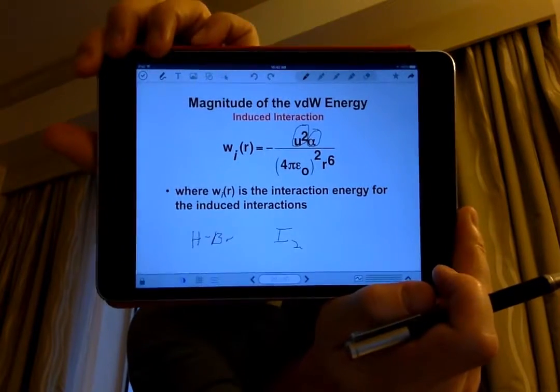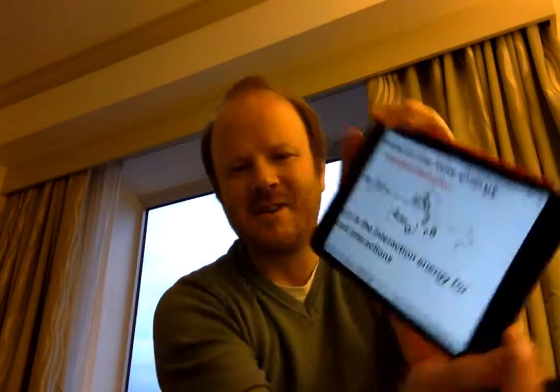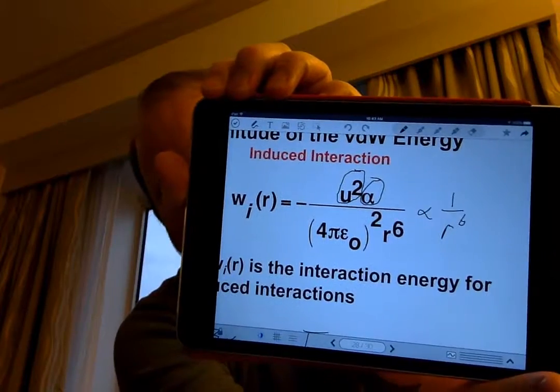And again, you see this r squared in the denominator, which we'll explore more. Sorry, r to the 6th, 1 over r to the 6th. So you should have an idea of what 1 over r to the 6th looks like mathematically. And again, that tells us that the forces are very strong when the molecules are close together.